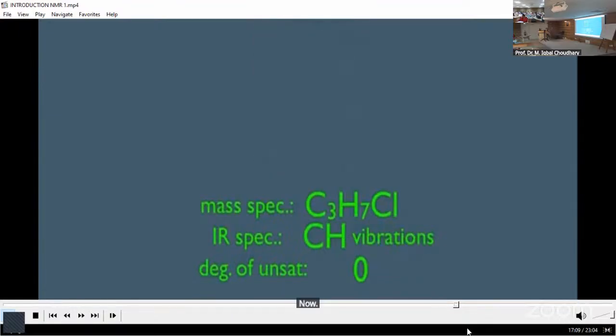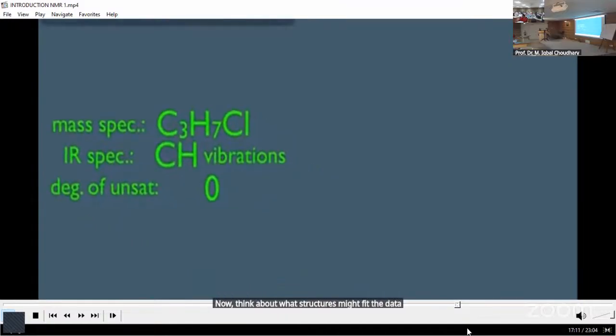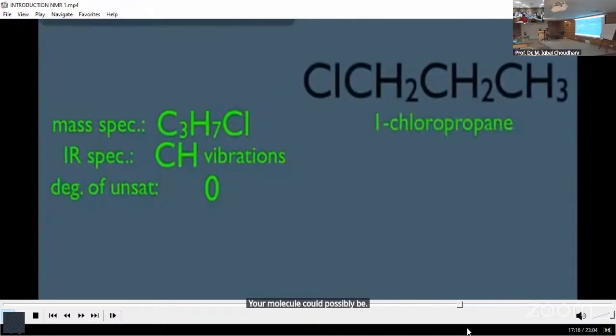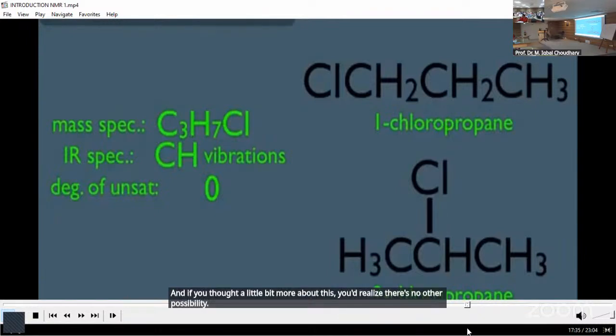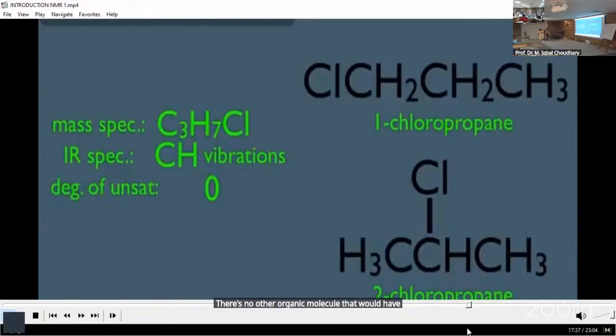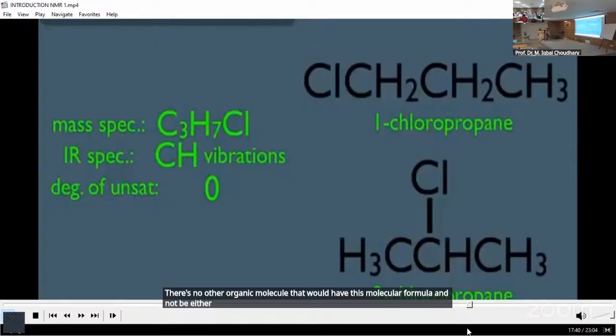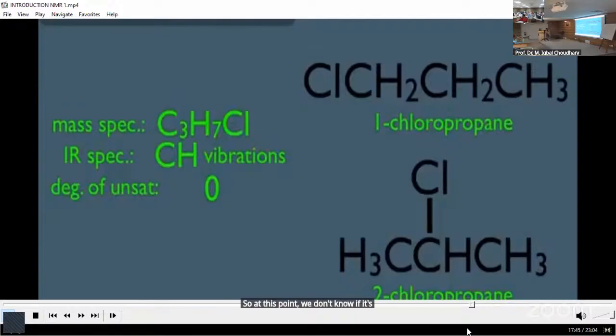Now, think about what structures might fit the data at this point. Your molecule could possibly be 1-chloropropane. Notice this molecule does have 3 carbons, 7 hydrogens, and 1 Cl. However, your molecule can also possibly be 2-chloropropane. And if you thought a little bit more about this, you'd realize there's no other possibility. There's no other organic molecule that would have this molecular formula and not be either 1-chloropropane or 2-chloropropane. So at this point, we don't know if it's one or the other.